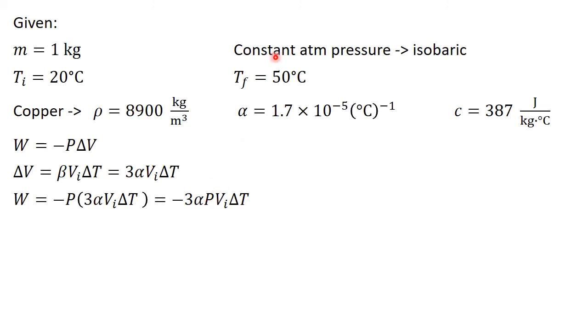Pressure, no problem, it's constant: atmospheric pressure, 1.013 times 10 raised to negative 5. Change in temperature, no problem, given tayo ng initial and final temperature. Pero hindi tayo given ng initial volume. So, saan natin kukunin yung volume? Still, that is a copper.